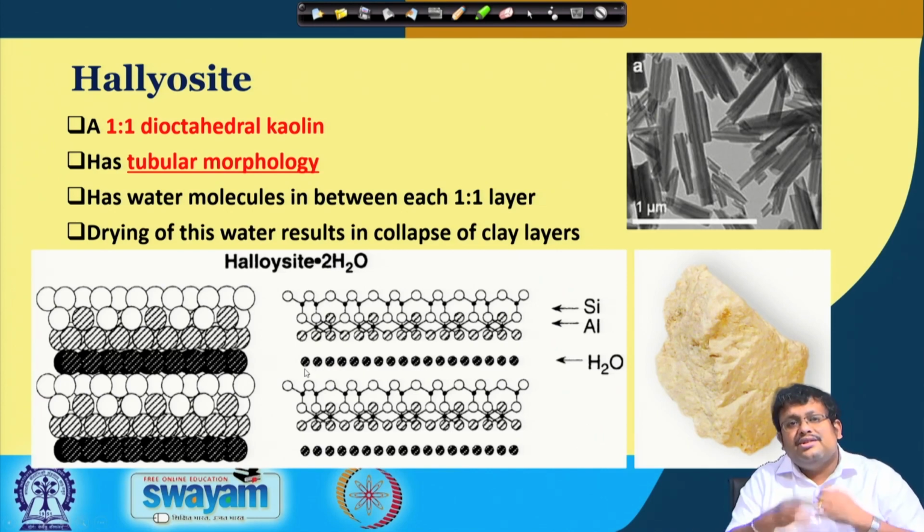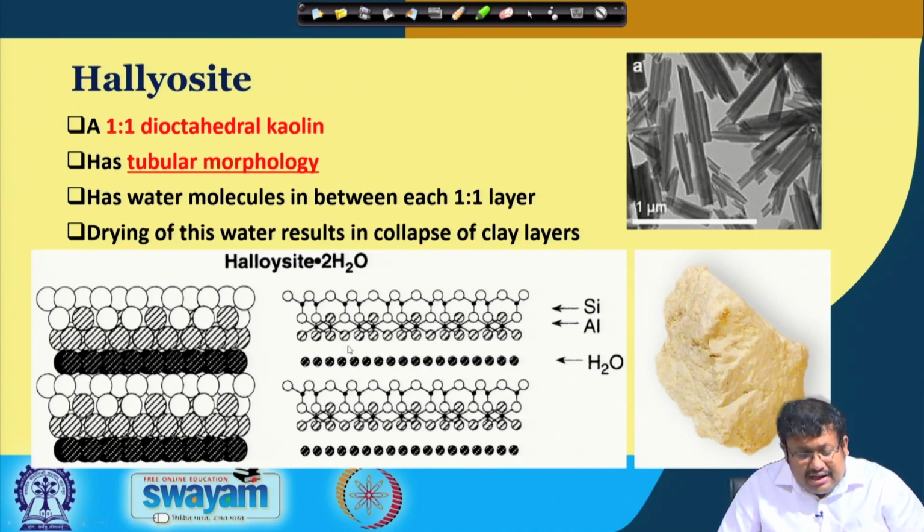When we dry this water, this mineral basically collapses and produces a tubular, tube-like structure because of rolling. As a result of dehydration of this water layer from the interlayer space, the hexagonal plate-like structure will roll and produce this tubular structure, and this tube-like structure is the most distinguishing feature of halloysite.